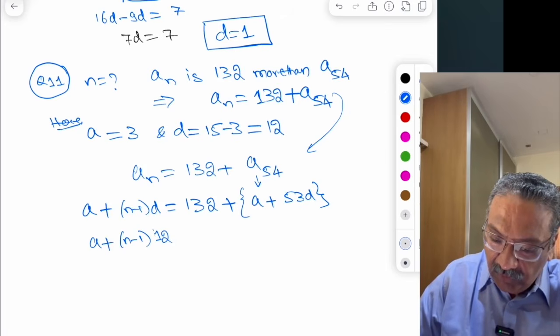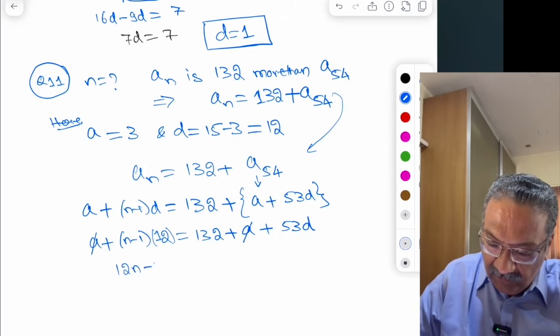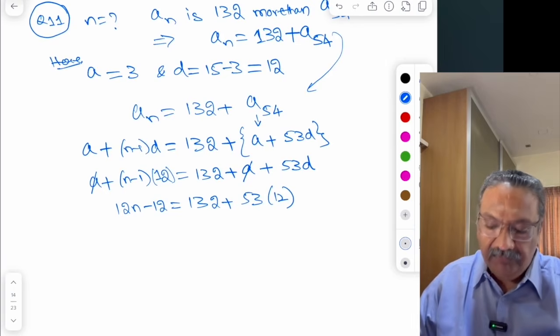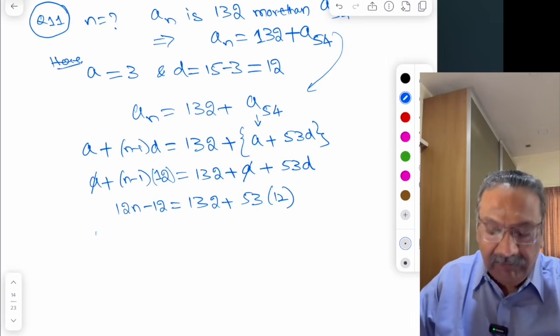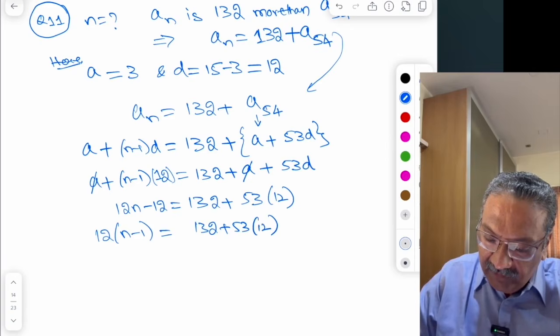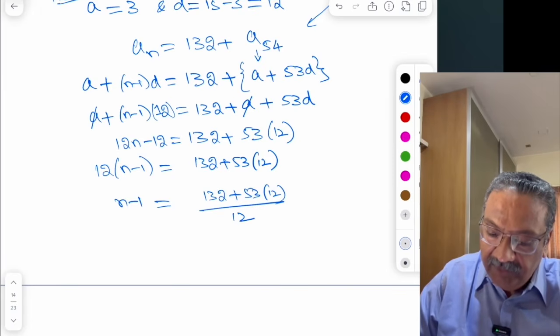We know a plus n minus 1 d, and d is 12, is equal to 132 plus a plus 53d. a and a get cancelled. Here 12 into n minus 1 is equal to 132 plus 53 into 12. So we take 12 common and retain it as it is. 12 into n minus 1 is equal to 132 plus 53 into 12. So n minus 1 is equal to 132 plus 53 into 12, divided by 12.